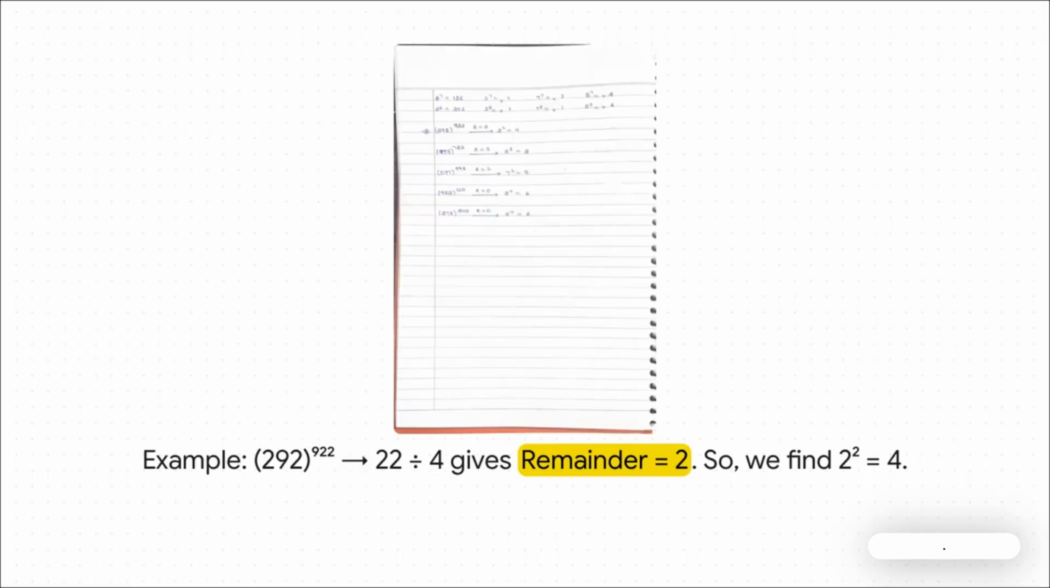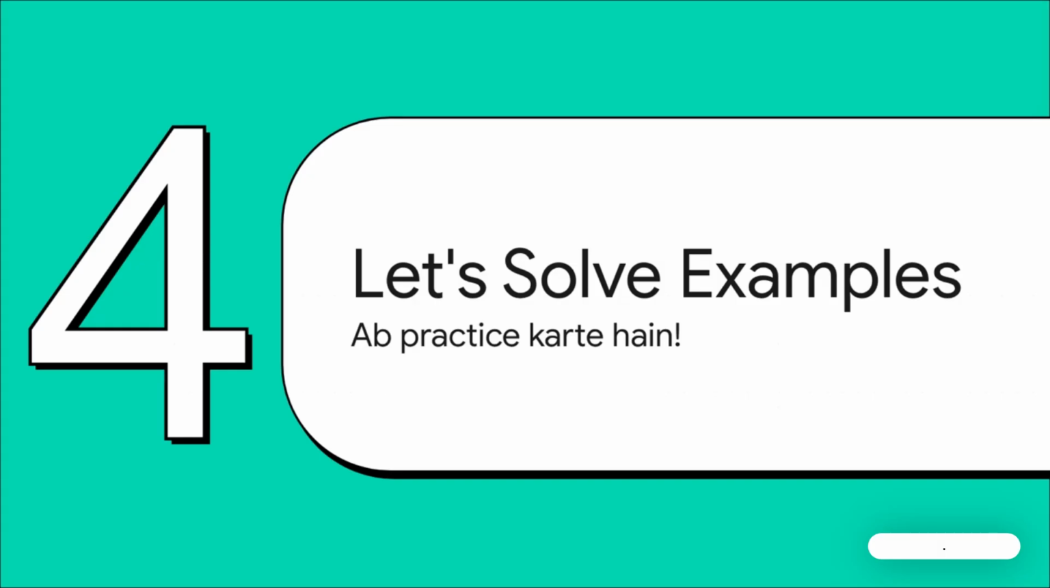Let's understand this with an example. Look here, we have 292 to the power of 922. We take the last 2 digits of the power, which is 22, and divide by 4. The remainder is 2. Now the unit digit of our base is 2, and our new power is 2. So 2 squared is 4, and our final answer is 4. Got all 3 rules? Great. Let's do a lightning speed practice round to solve a few questions.